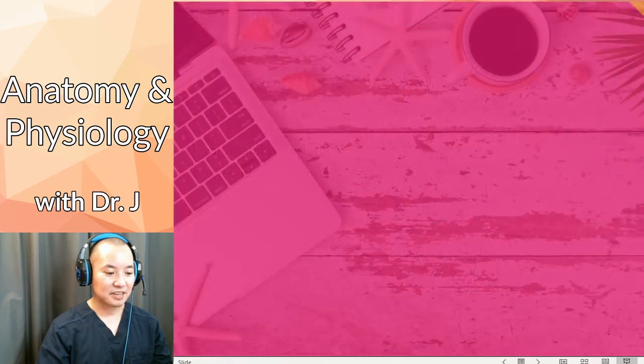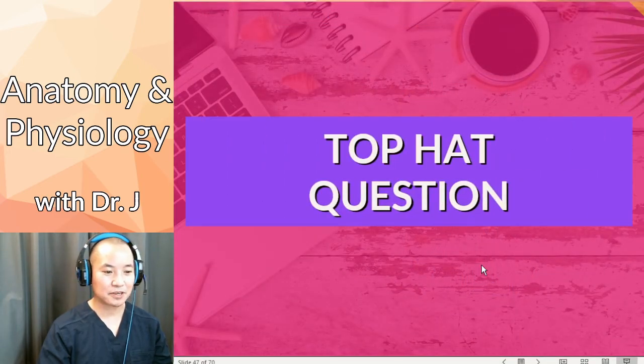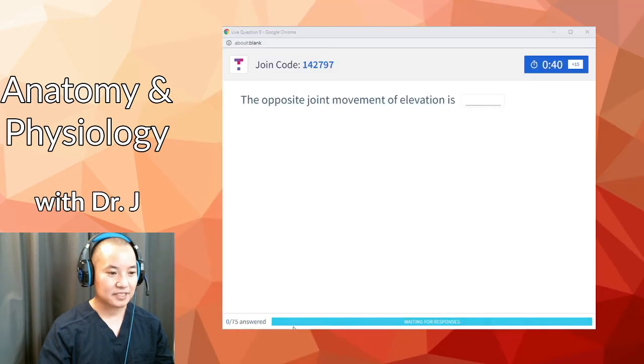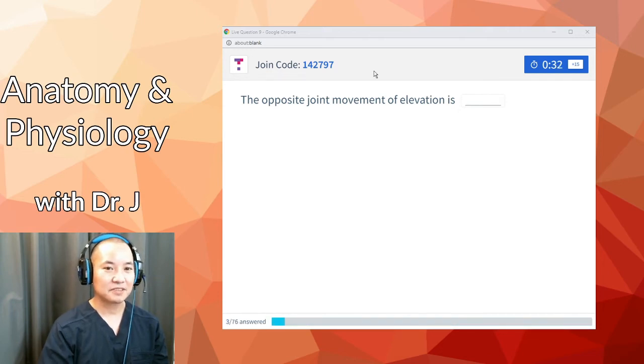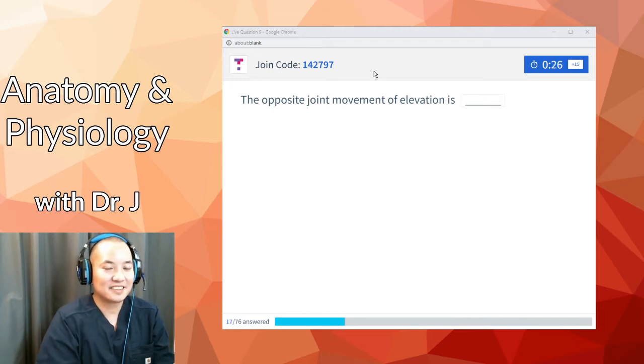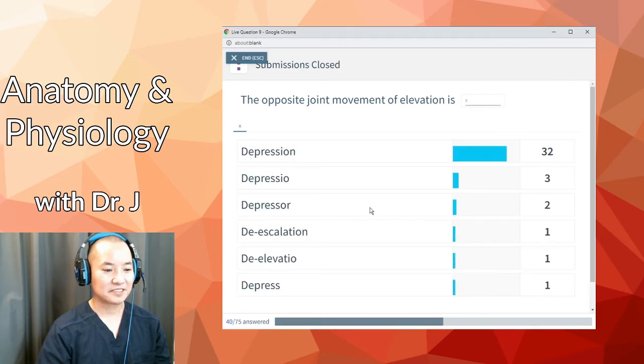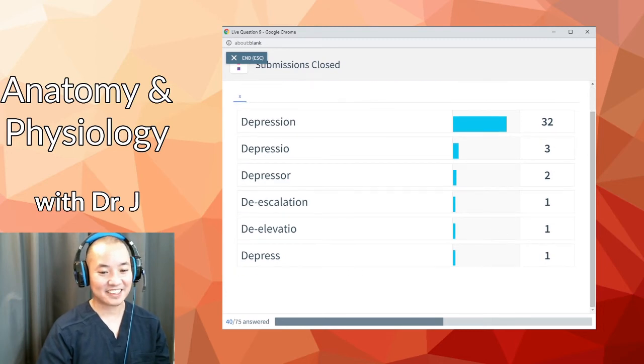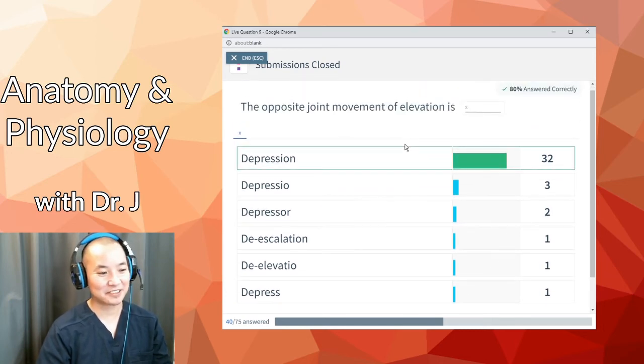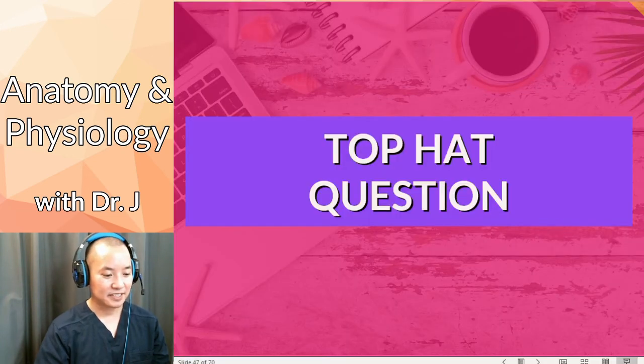So let's go back to Top Hat. Now we had our little warm up. Now let's start our next question. So levator sounds like elevation, right? So what's the opposite joint movement of elevation? Levator does come from elevation. We're talking about those joint movements in chapter 9. What's the opposite movement of elevation? And let's see what most of you said. Most of you said depression or some variant of that. And again, most of you are correct, even though it's showing only one correct. Yes, the opposite direction joint movement of elevation is depression.